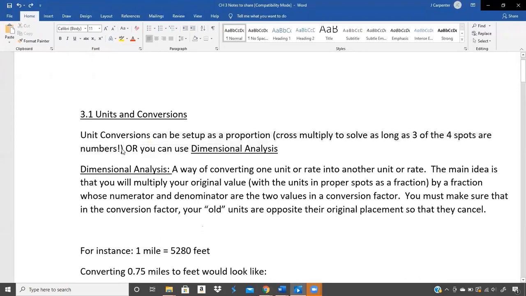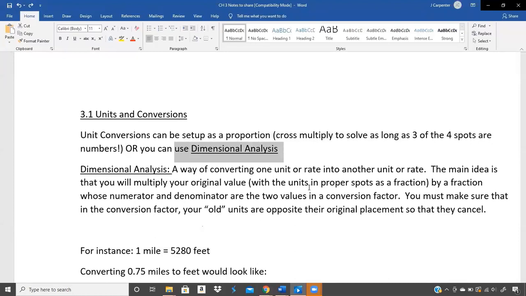Now, how do you know how to set this up? You use your words. You would write miles over feet to start this, and then you put the numbers that you know the conversion factors for in one of them, and then the thing you know one of but not the other on the other side. Cross multiply, solve. That's it. Or, the thing that we'll be focusing heavily on because we've already done proportions over and over, you can use dimensional analysis. So the two methods of conversions are proportions or dimensional analysis.